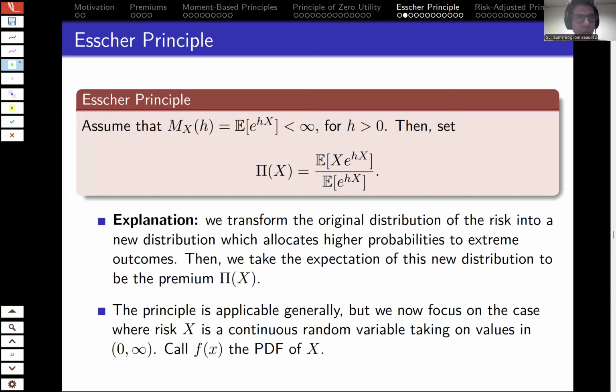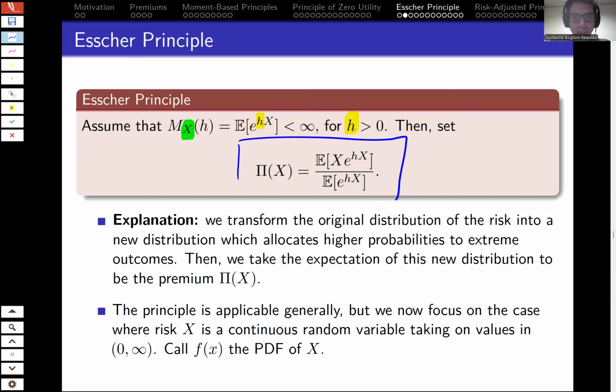Recall we are trying to define a premium, an insurance premium to cover the insurance risk, big X, here a random variable. This principle says the following. If this exists, which you could say is the MGF of X, for any little h, and h will be an important quantity here that is positive. So if the MGF exists there, then you can define the premium as follows.